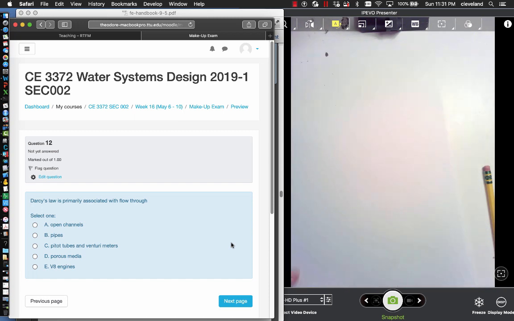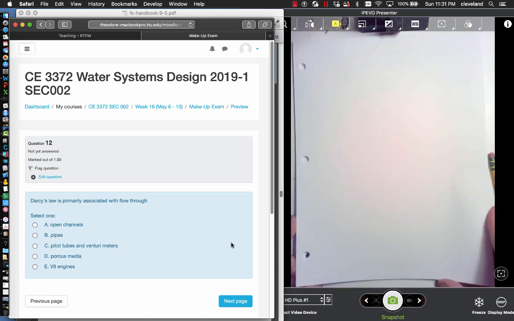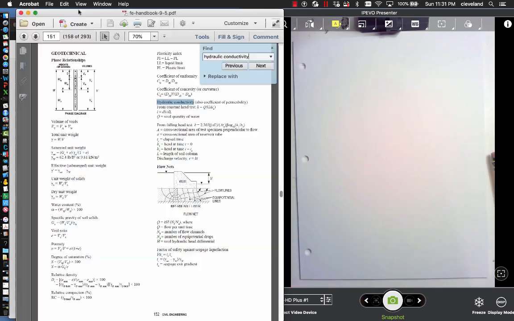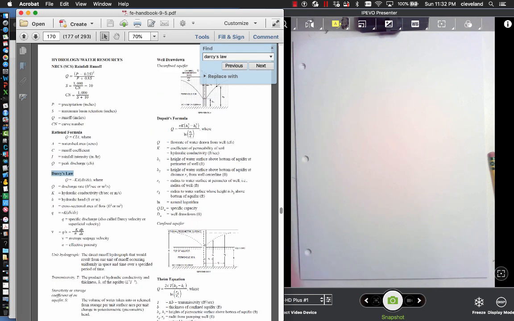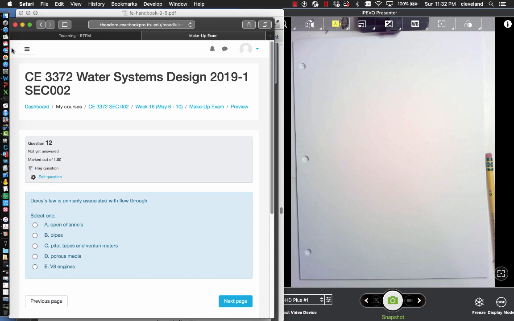All right, our next problem. Okay, this doesn't need much of a lookup, but let's just look up Darcy's law. It has to do with porous media. So let's look at our choices. Open channels, nope. Pipes, nope. Pitot tubes, nope. Porous media, yeah. V-notch weirs, no. So the best answer here is porous media.